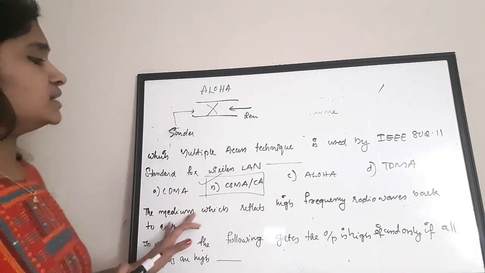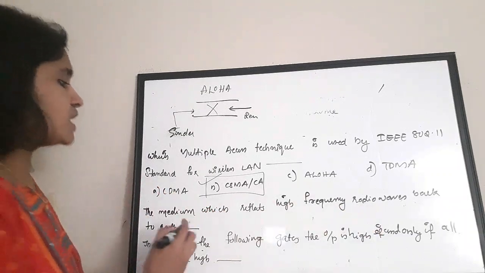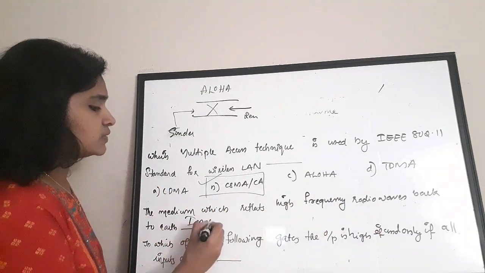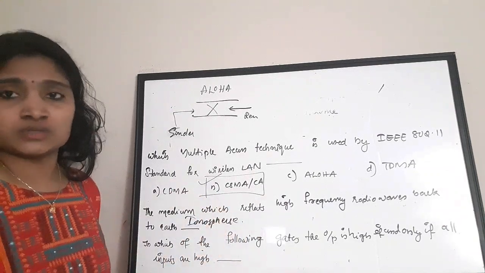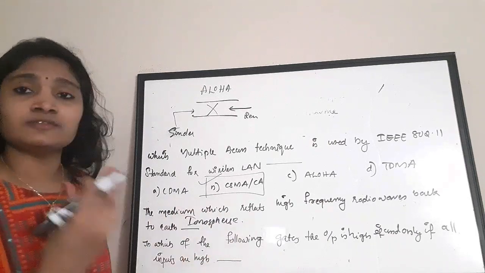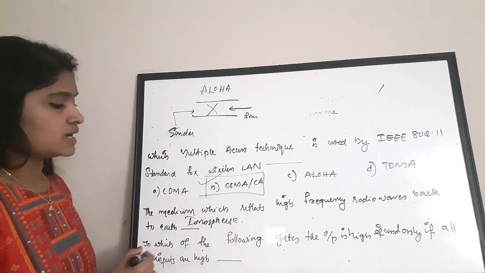Next question, the medium which reflects high frequency radio waves back to earth. Ionosphere is the answer. There are various layers of the atmosphere: troposphere, mesosphere, ionosphere. The ionosphere reflects back the higher frequency radio waves. Correct answer is ionosphere.